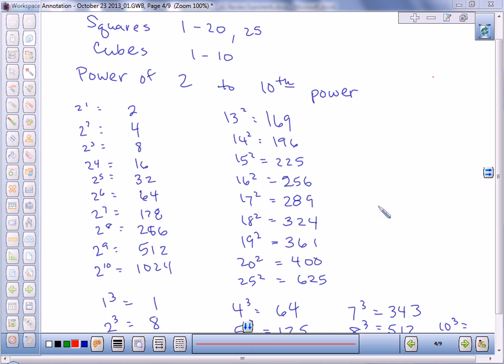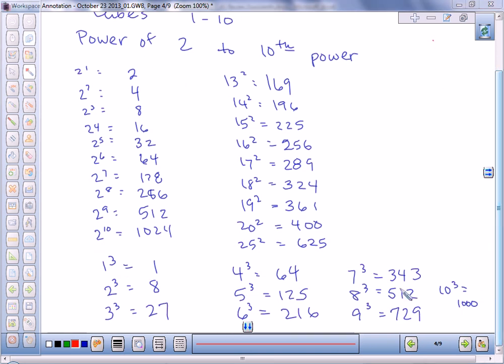Now, here are your squares, 13 to 20, because 1 to 12 we learned before we left elementary school. All right, so here's 13 to 20 and 25. And then your cubes, 1 to 10. 1 cubed is 1, 2 cubed is 8, 3 cubed is 27, 4 cubed is 64, 5 cubed is 125, 6 cubed is 216, 7 cubed is 343, 8 cubed is 512, 9 cubed is 729, and 10 cubed is 1,000.